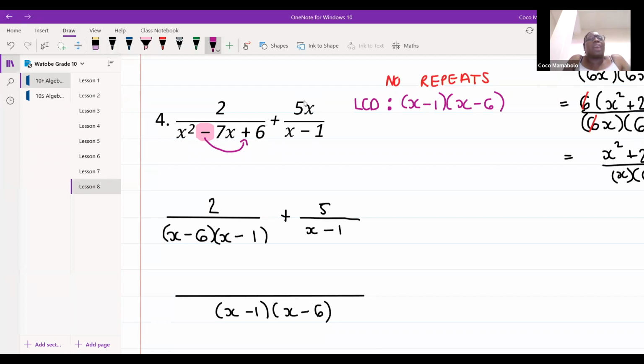In fact, the only thing I could say is missing is 1. And if I multiply the top by 1, 1 times 2 is going to just be 2. So basically, I'm not really missing anything over here.